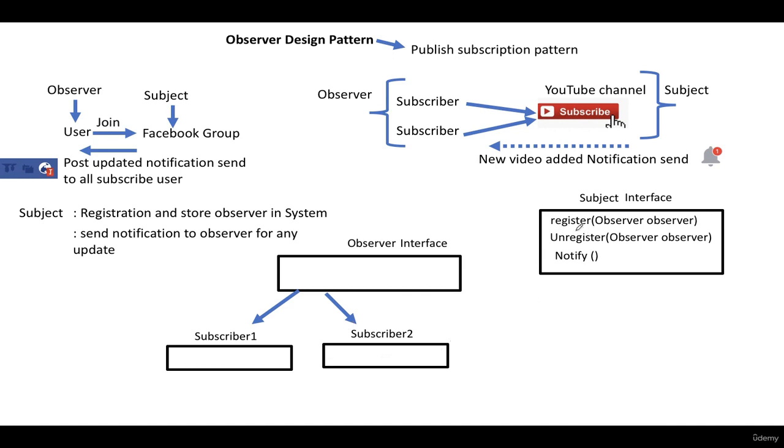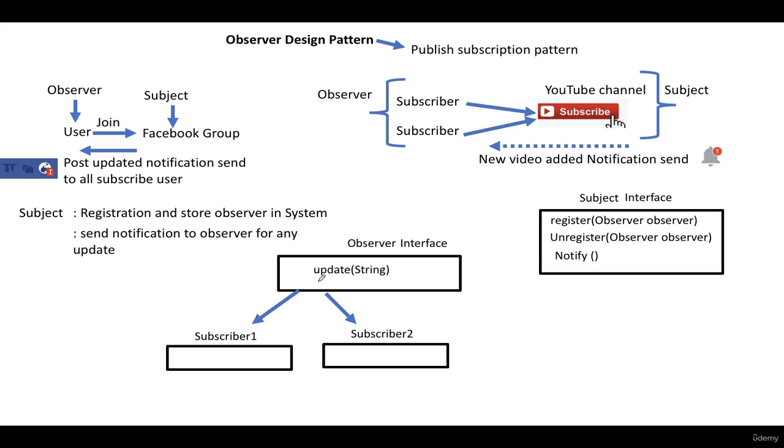The responsibility of the notify method is to send the notification to all the subscribers. So the register will do the registration of all the observers. Similarly, the unregister method will unregister that observer. And then we have the notify, which will give all the updates to all the subscribers. Like in this case, when we have different subscribers who subscribe to a YouTube channel, if any new video is added, then this YouTube channel will send the update to all the subscribers. So that's what will be done by the notify method.